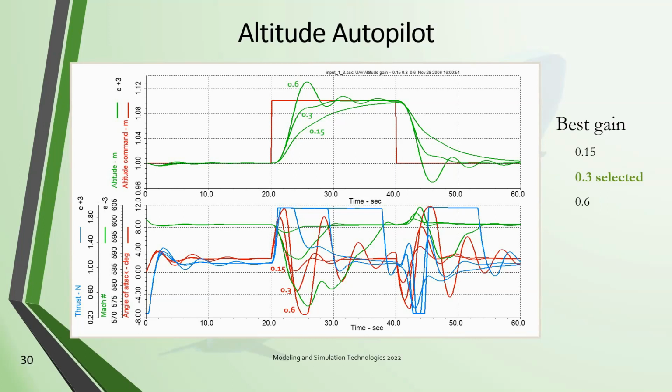And we're looking at the traces, these green traces here with the three different gains. Well, 0.15 very sluggish, 0.3 we like, 0.6 somewhat too oscillatory. And that's also confirmed on the bottom here. Angle of attack really goes all the way up to almost 80 degrees. So again, the student probably would select 0.3.